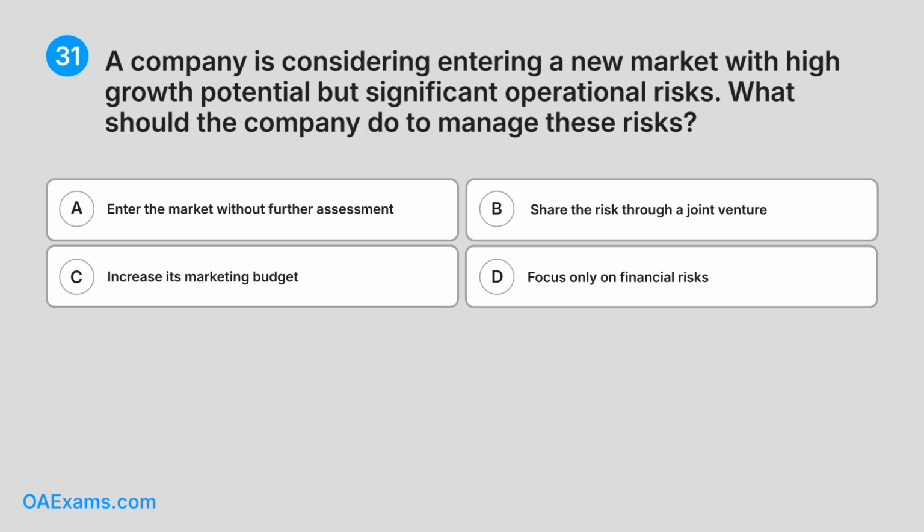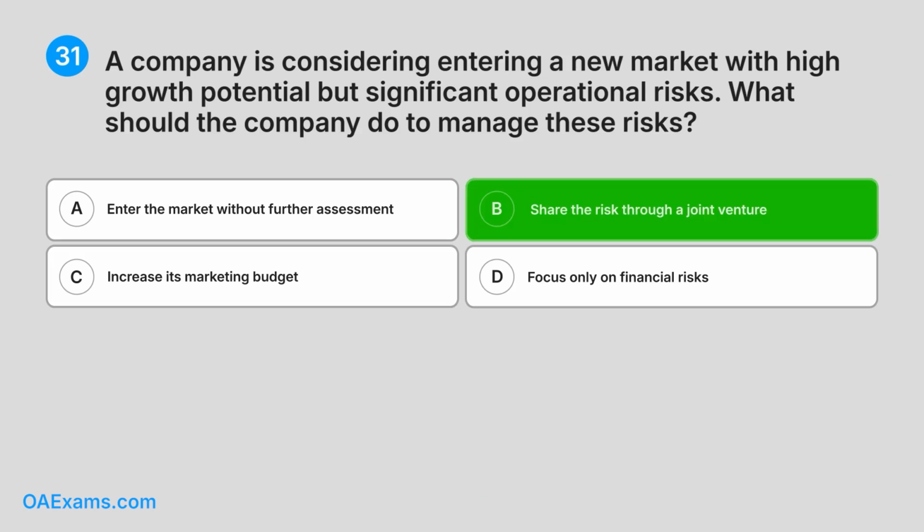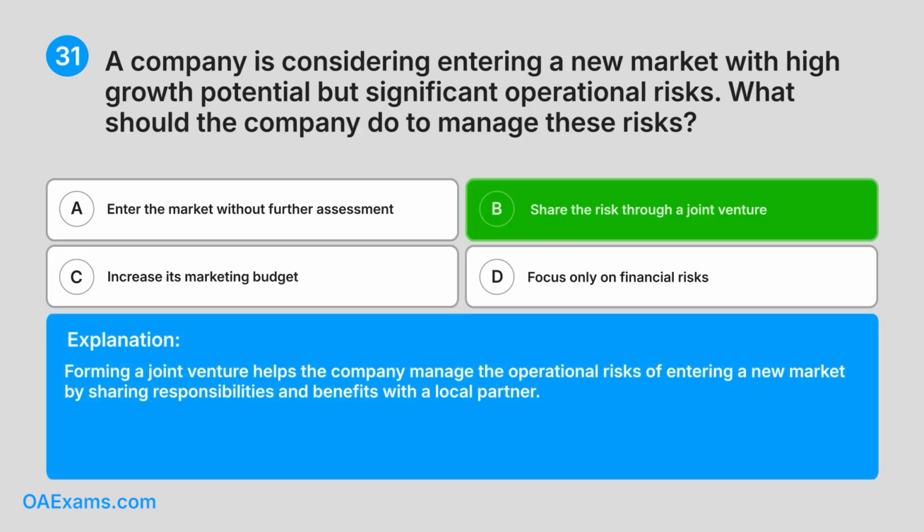Correct answer. B. Share the risk through a joint venture. Explanation. Forming a joint venture helps the company manage the operational risks of entering a new market by sharing responsibilities and benefits with a local partner.